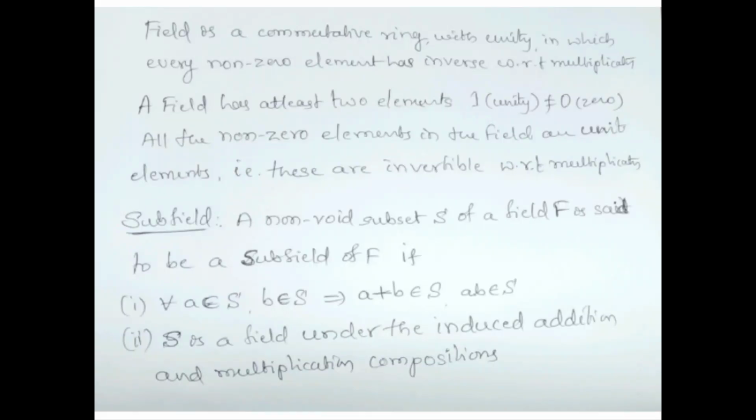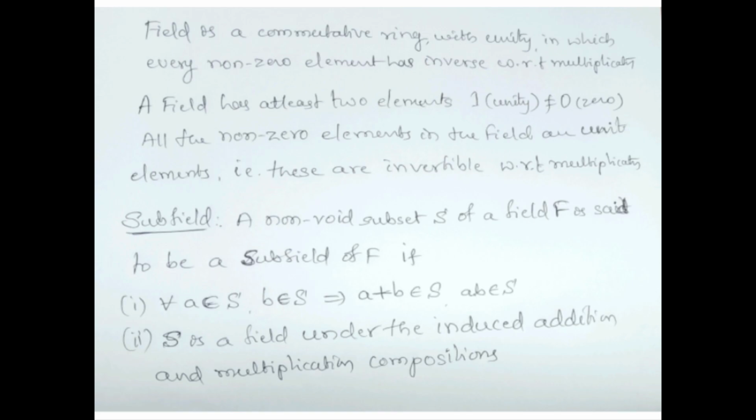In our previous classes, we have discussed about field. A field is a commutative ring with unity where every non-zero element forms a group under multiplication. That means every non-zero element has an inverse with respect to multiplication. Of course, the field has no proper zero divisors and also no proper ideals.